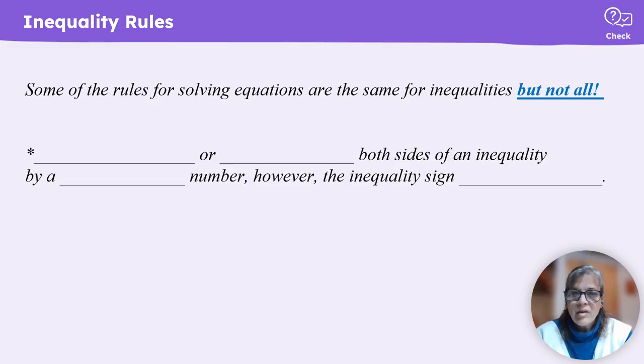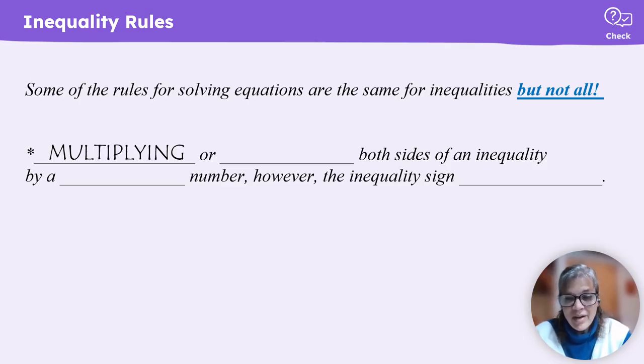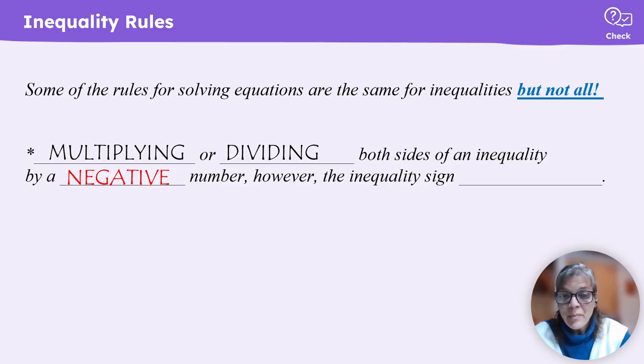Okay, so we said now some of the rules for solving equations are the same for inequalities, but you might be getting the idea already that as we keep saying some of them, not all of them are. And the one that is different is this one: if you are multiplying or dividing both sides of an inequality by a negative number, you have to change the inequality sign. You have to flip it. We'll show you some examples of this.